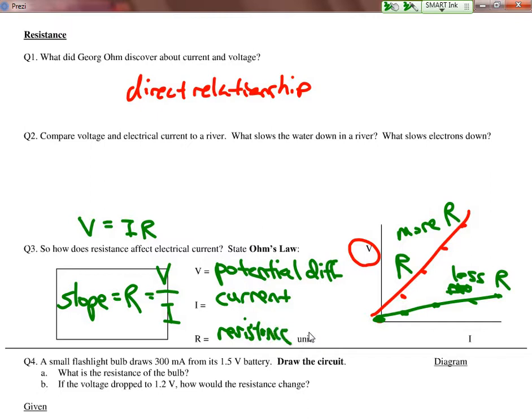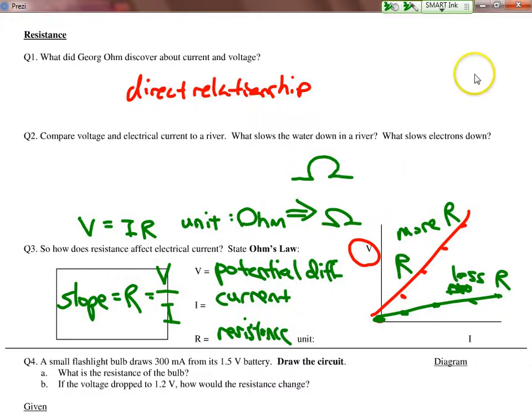and the unit for R is going to be named after Georg Ohm. So it is the ohm, but we don't use that. We use the Greek letter omega. Okay, I'll draw that again. The Greek letter omega is the unit for resistance.